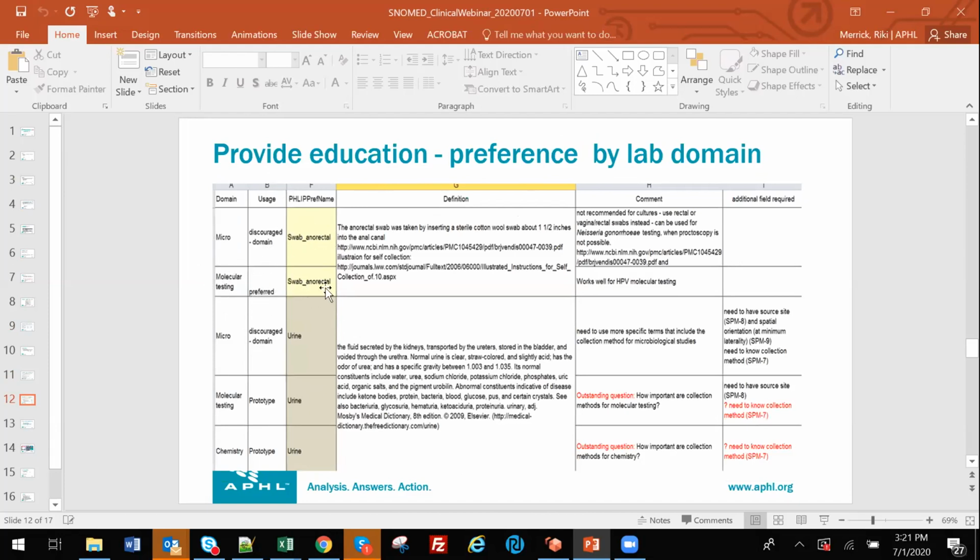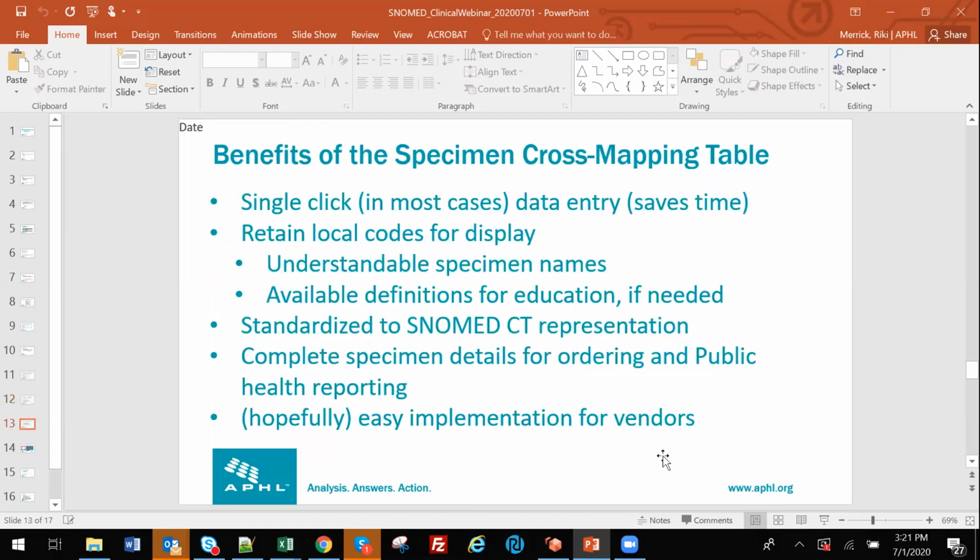But for molecular testing, that may be a preferred term. Similar for urine in micro, just urine as a term is not really good. You would only use it as a prototype, maybe, so that you're including the source site and the collection method. For chemistry, who knows if you really need to know the collection method, if that's important to chemistry or not. We actually haven't worked with the chemistry folks yet on that.